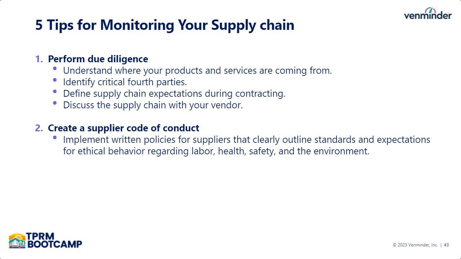You should also conduct audits of supply chain operations to find out how labor and material is sourced and the prices that are paid to suppliers further down the supply chain. Number 2, you want to create your own supplier code of conduct. Implement written policies for suppliers that clearly outline standards and expectations for ethical behavior regarding labor, health, safety, and the environment. Along with a written code of conduct, suppliers can benefit from training that explains their contractual obligations to comply with ethical business standards and practices.